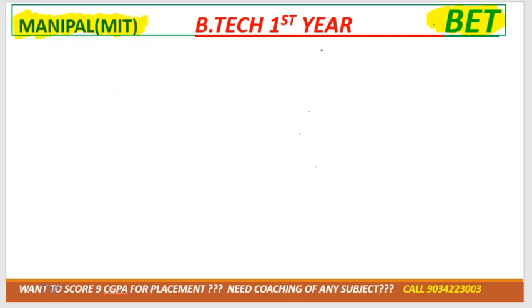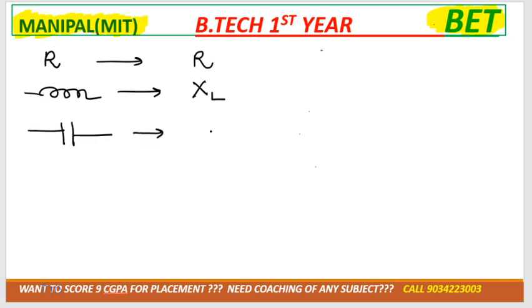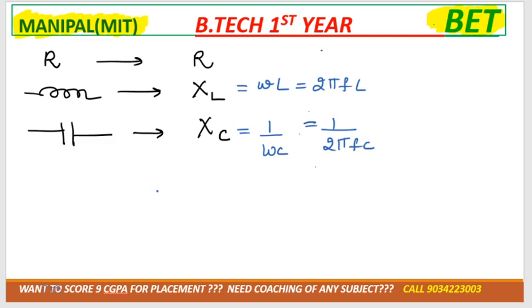Okay, so ultimately if we have a resistor, then we have resistance. If we have an inductor, the resistance of the inductor is XL. If we have a capacitor, the resistance of the capacitor is XC. XL formula is omega L, that is 2 pi fL. XC formula is 1 over omega C, that is 1 by 2 pi fC. All these are forms of resistance, so the unit is ohm. Up to here, you need to remember these formulas and concepts.